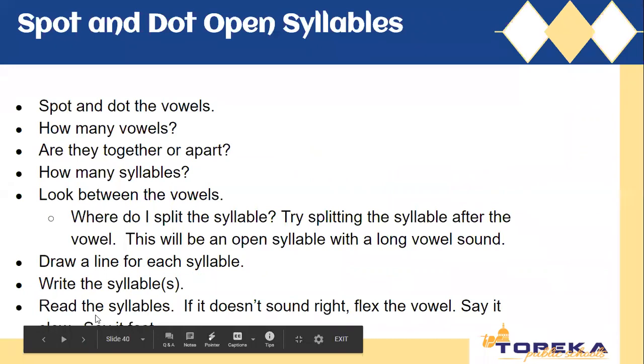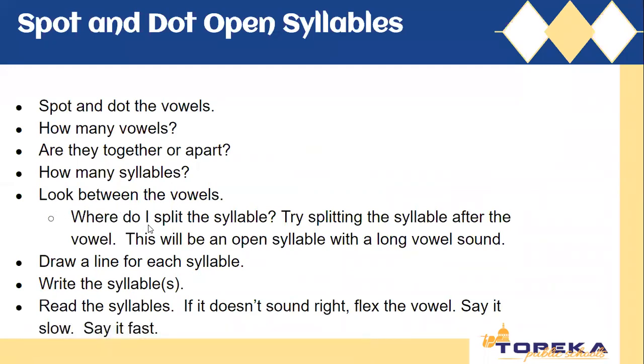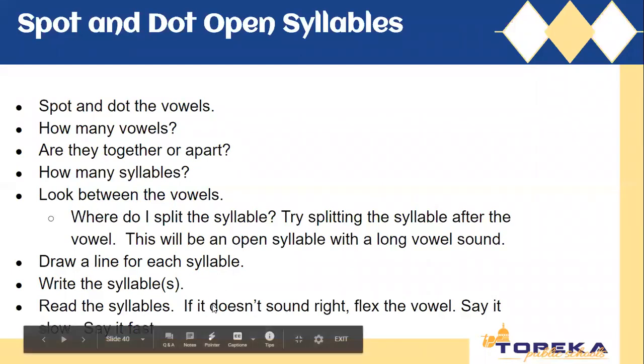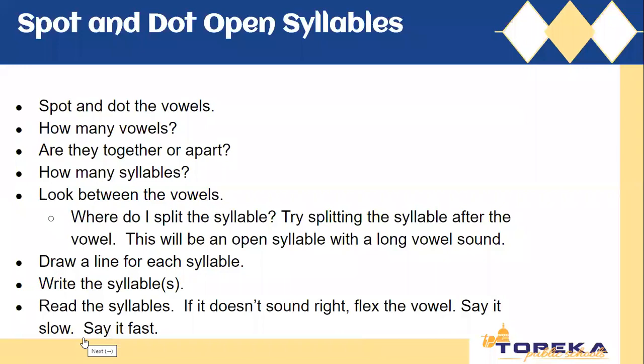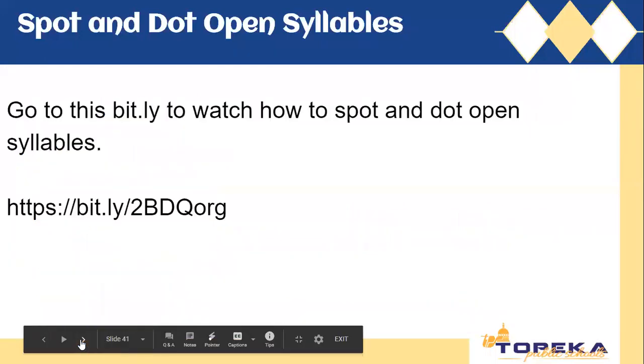Spot and dotting open syllables. Again, I see the same questions until I get to the 5th bullet, and it says, look between the vowels. Where do I split the syllable? Try splitting the syllable after the vowel. This will be an open syllable with a long vowel sound. So we also have now flux the sound, which means if I said it short, I need to try to say it long. Because again, it's not an exact science all the time. So we need to teach students to flux their vowels.